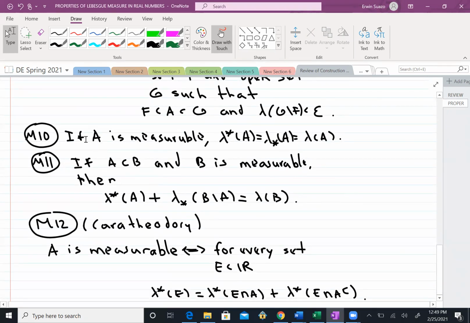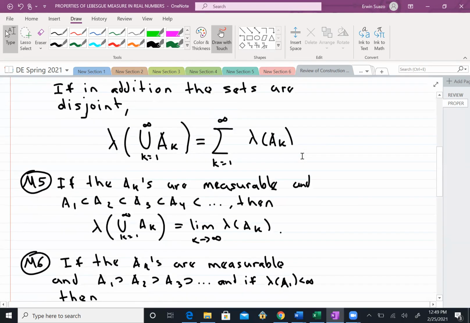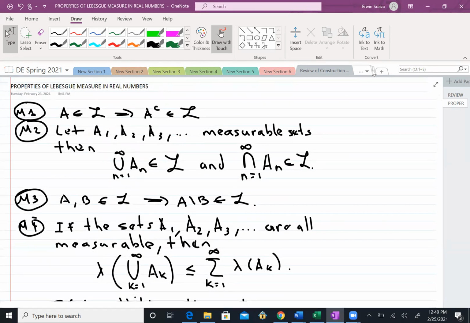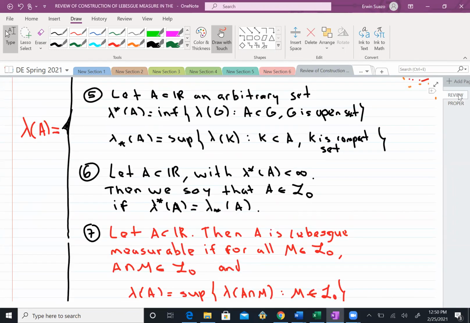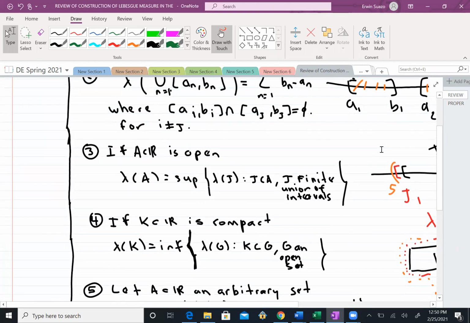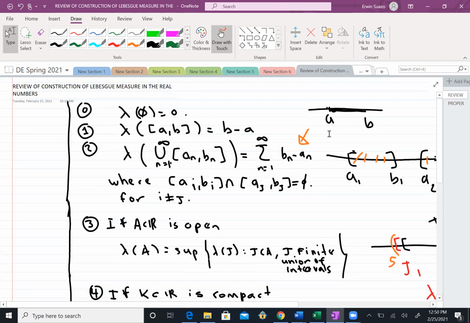If A is measurable, the outer measure, then the inner measure, and the Lebesgue measure are the same. Okay. So it's basically saying if the set is measurable, the outer and the inner measure should be the same. But sometimes you need to prove that it's measurable, right? But if the set is not that complicated, it's not the Cantor set, it should be okay, right? So if it looks like open, closed, something like that, it should be fine.